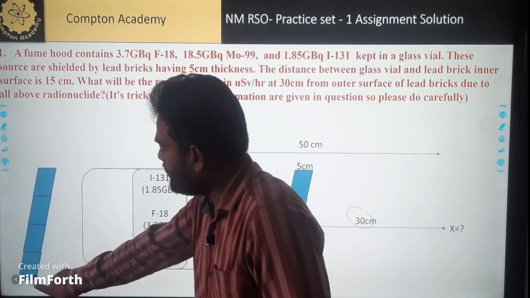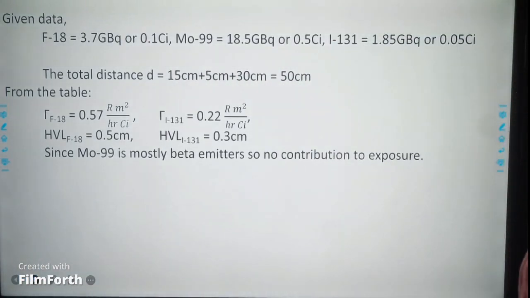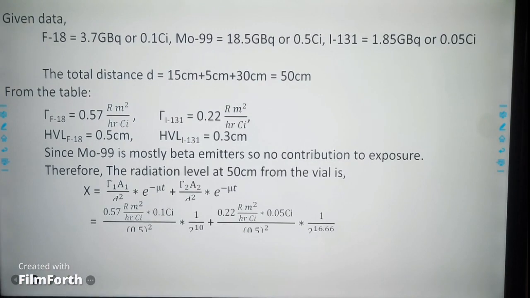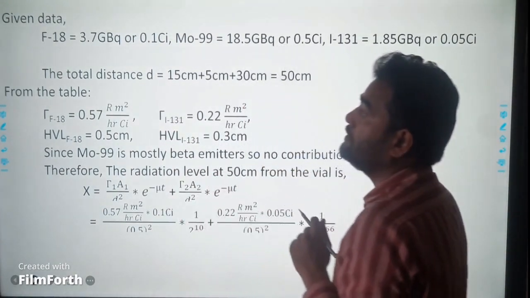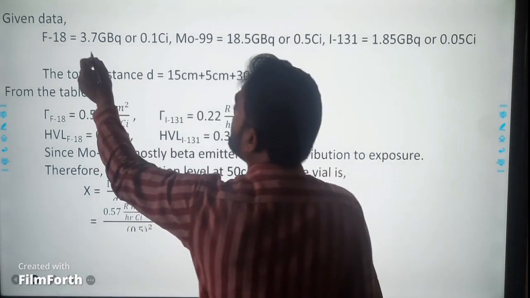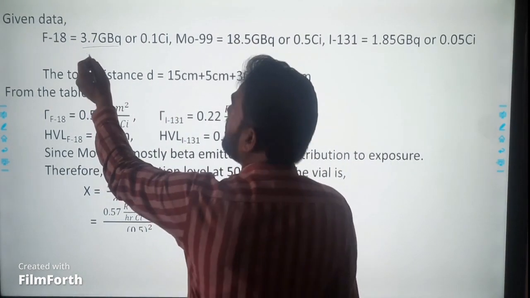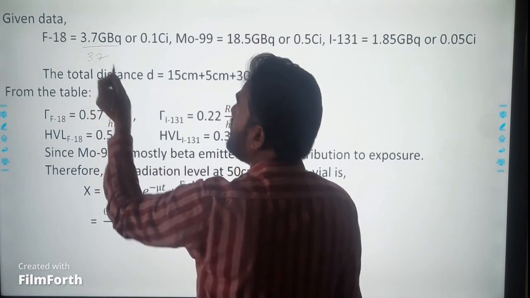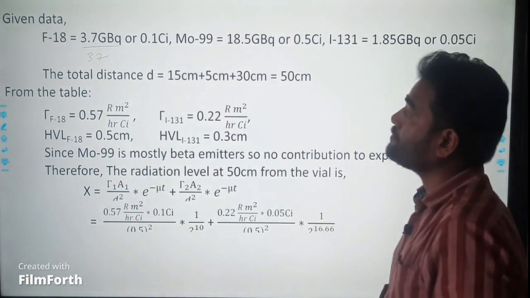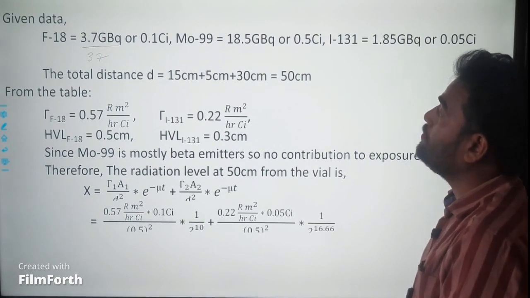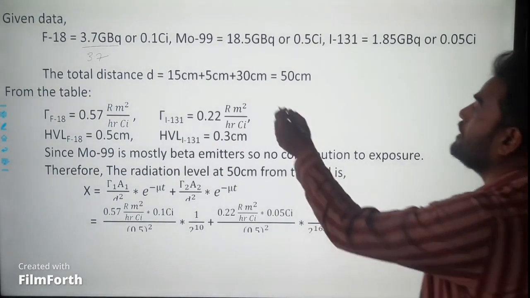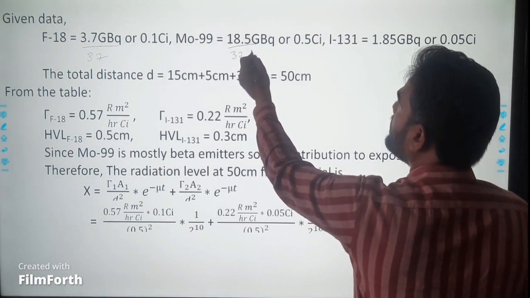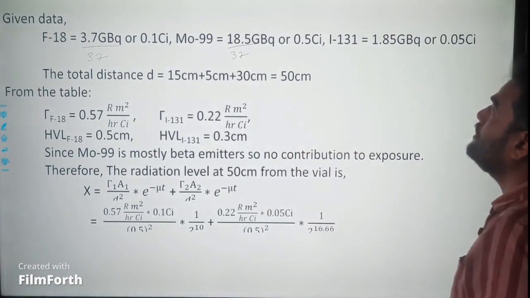Now moving forward, we have simplified the data provided. For F18, the activity was mentioned as 3.7 gigabecquerel. We will convert it into Curie by dividing by 37, and you will get 0.1 Curie. For molybdenum, the activity is 18.5 gigabecquerel, which divided by 37 gives 0.5 Curie.